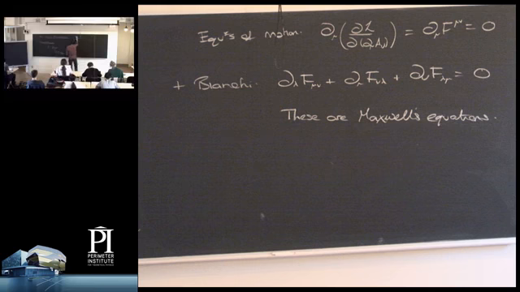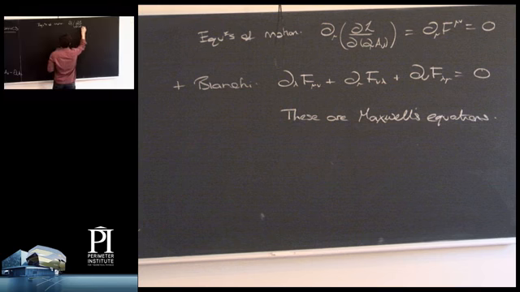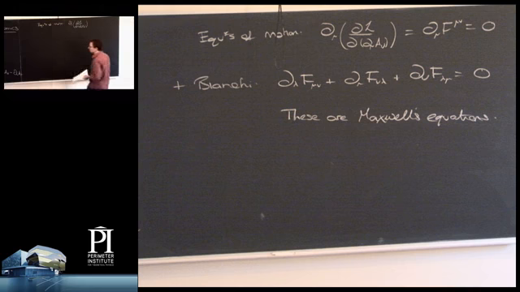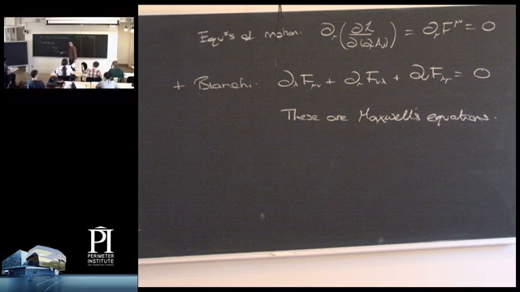So the equations of motion come from the usual Euler-Lagrange equations. The action doesn't depend on A itself. It just depends on the derivative of A. So you just get one term.